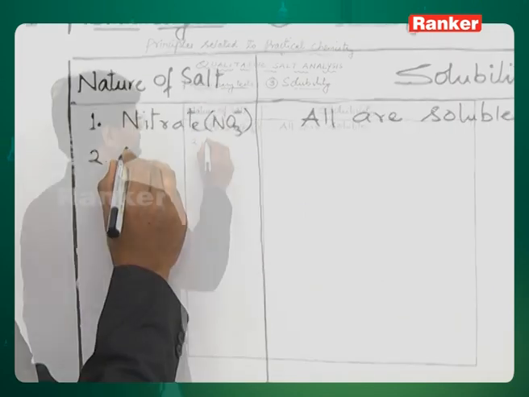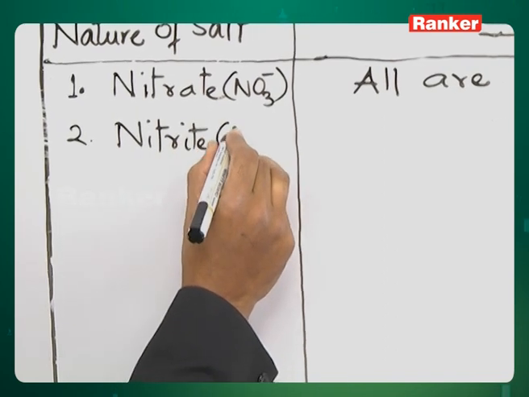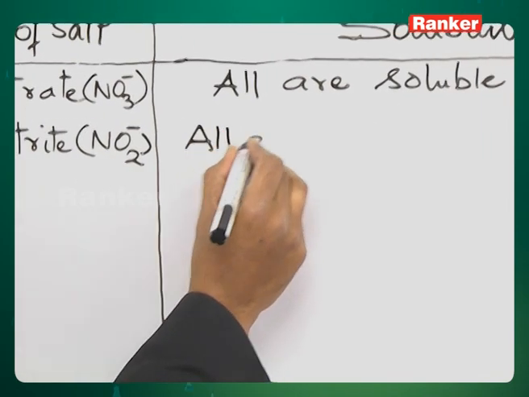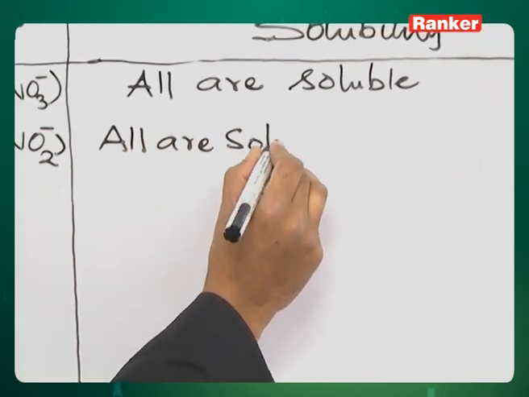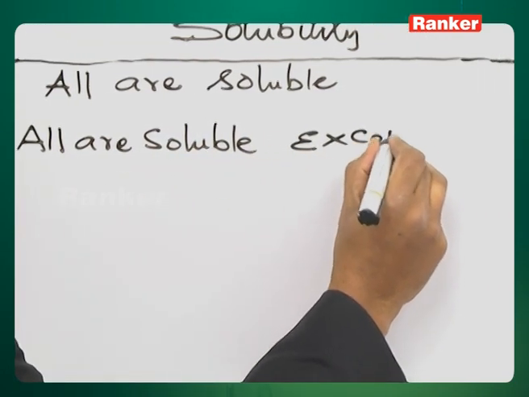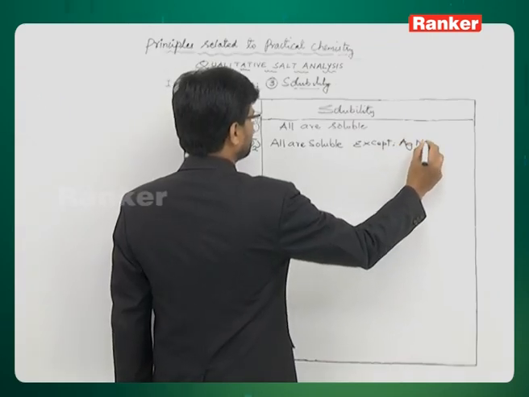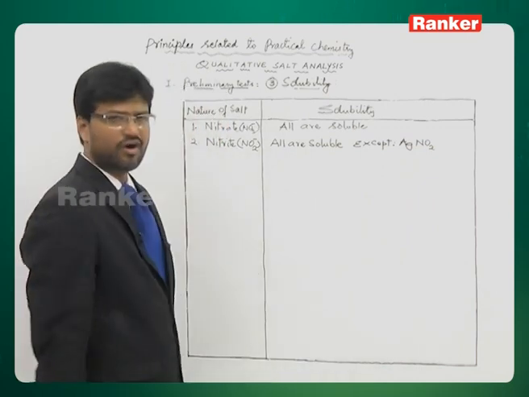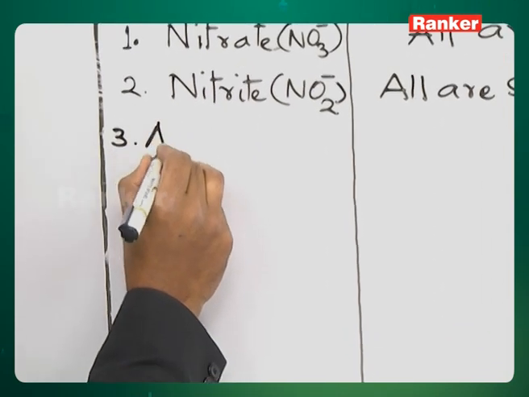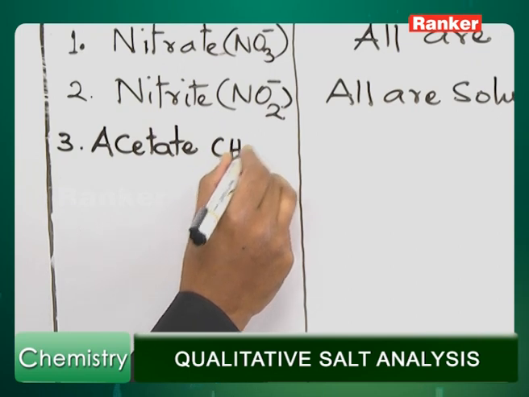Next, nitrites. Nitrite consists of NO2 minus. All nitrites are soluble except silver nitrite. Except silver nitrite, all nitrites are soluble in water. Number 3 is acetate, CH3COO minus.